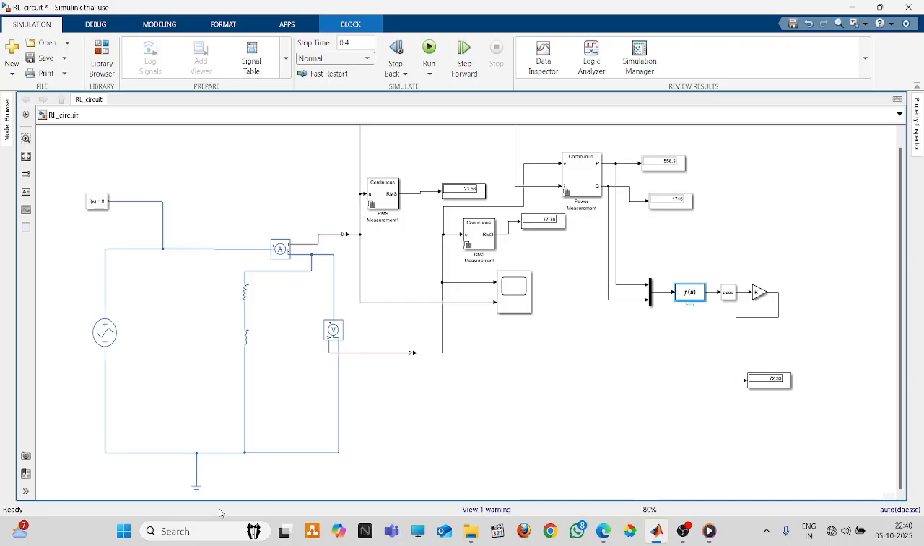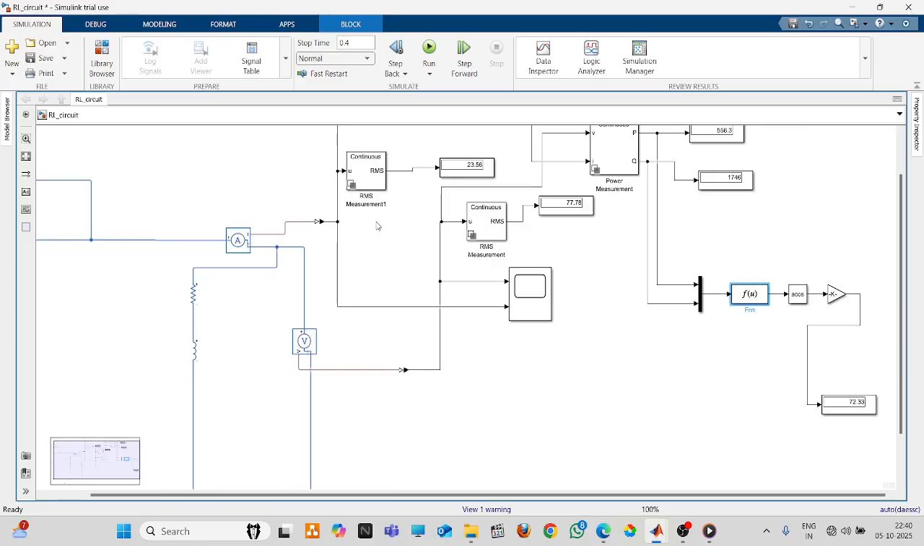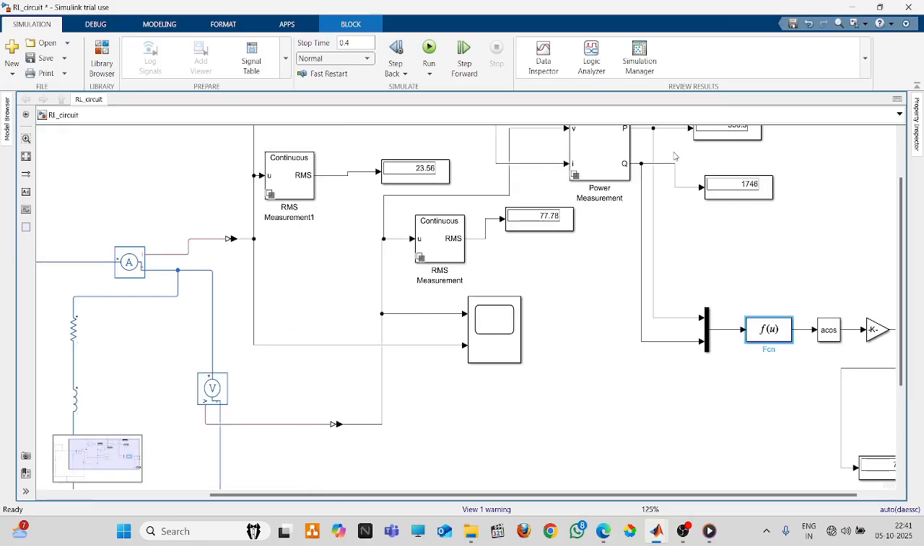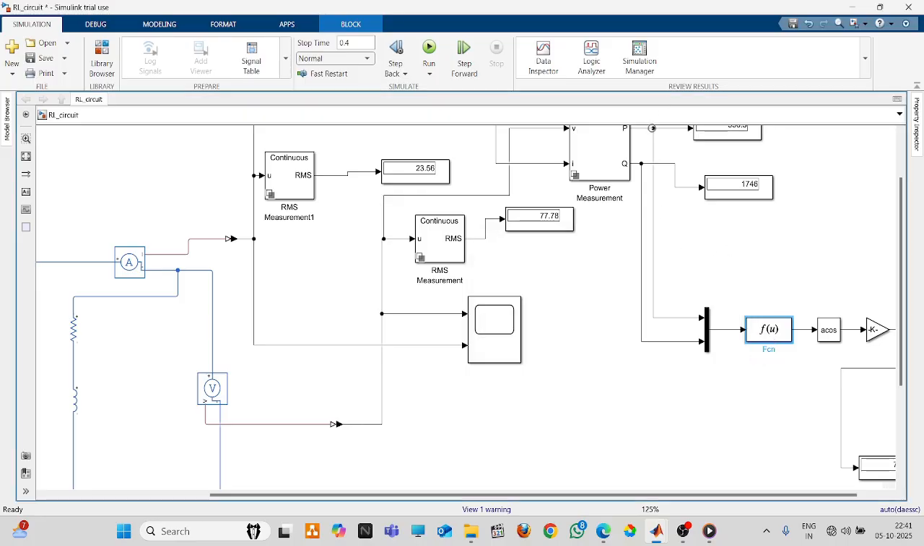This is equivalent to your ground. For calculating the AC voltage, you need to have the continuous RMS measurement block. For the power, you have the power measurement block. Then for the power factor, before that, a multiplexer has been used. The multiplexer will take two variables, the active power variable and the reactive power variable. So the active power will be U of 1 and the reactive power U of 2. Write the equation and get the values of the phase angle in degrees, that is the power factor angle. This is all from my side.